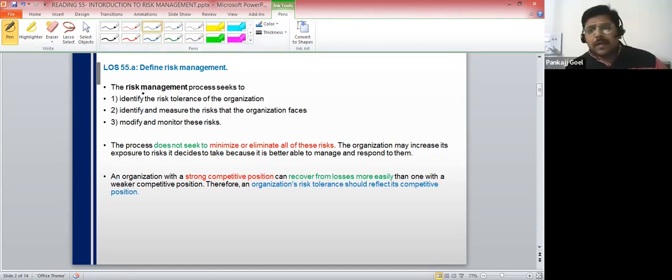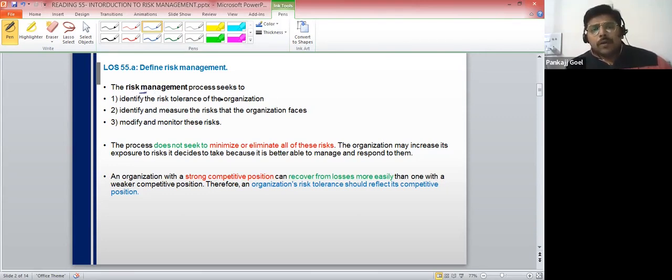So risk management again, but from the preparation point of view, these are just bulleted points. Are you getting my point? So again, you should try to read the readings. You should read the CFA curriculum, or if you have taken some other reference book, you should refer to that. These are just bulleted points.